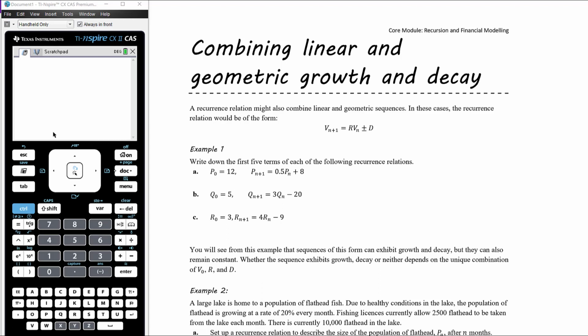So this second half of the topic of the Recursion and Financial Modelling unit is really around dealing with all those situations. And we're going to look at different ways to work with those situations. So the first way is to continue what we did in the previous videos, which is to use a recurrence relation. Now, the key difference here is when we have both geometric and linear growth, we can't then convert our recurrence relation into a rule that enables us to find the nth term.